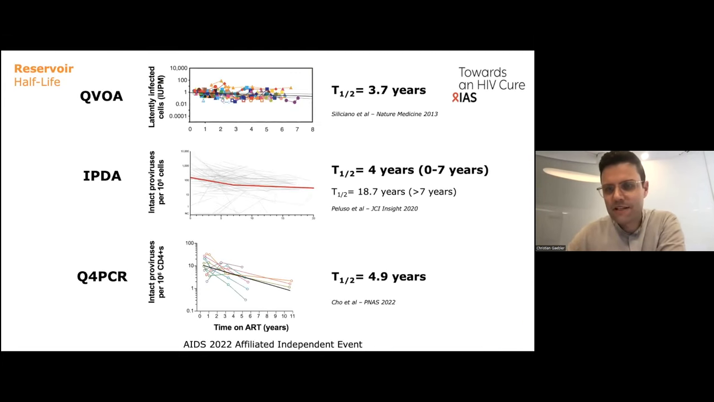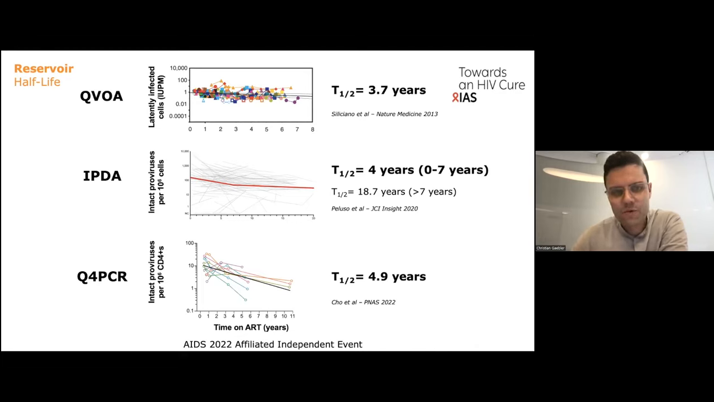I'm really glad that Sabrina started the session off with this talk because, in general, I don't have to spend too many words on the reservoir for this audience. But I want to start off with this slide because I think it holds a few key messages. As we just heard, there are many different ways of measuring the HIV reservoir. All are far from perfect, but we have the gold standard, the viral outgrowth assay. We have the intact proviral DNA assay. And in our lab, we have established a near full-length sequencing approach that we called Q4 PCR.